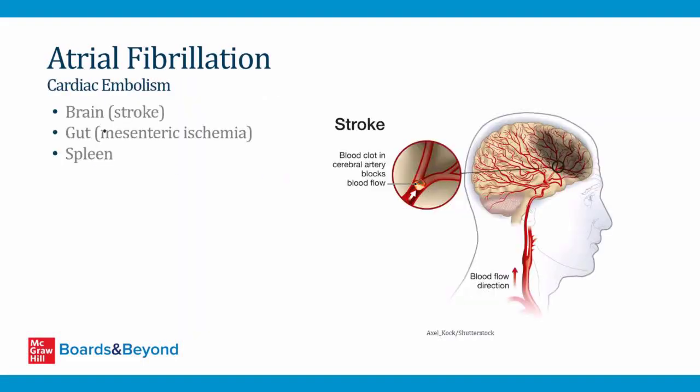So atrial fibrillation is a classic cause of cardiac embolism. Pieces of clots can break off and go to the brain, causing strokes. They can also sometimes go to the gut, causing mesenteric ischemia. They also sometimes go to the spleen and cause splenic infarcts, which are picked up on CT scans.